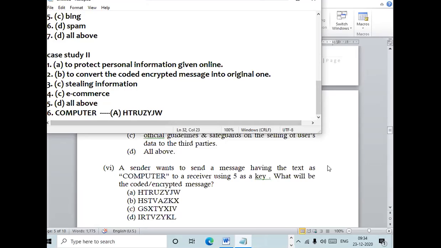Am I clear with this mental ability question? Japesh, Gurkirat, Mansi, am I totally clear with the mental ability question? I always announce the name so that I am very much sure the child is attending the class. All right.